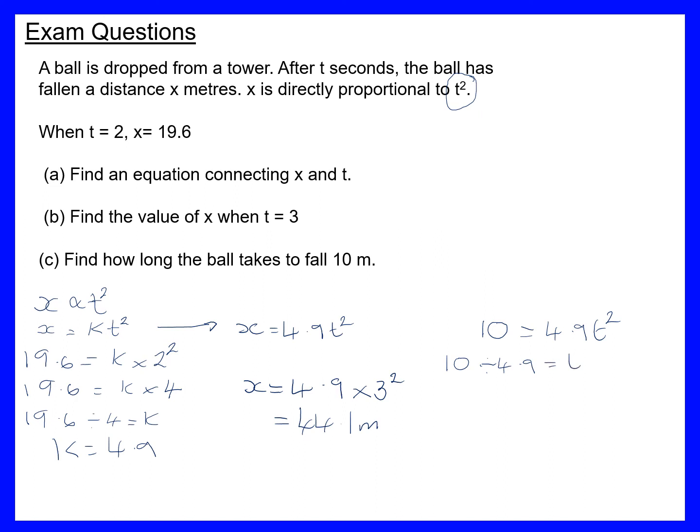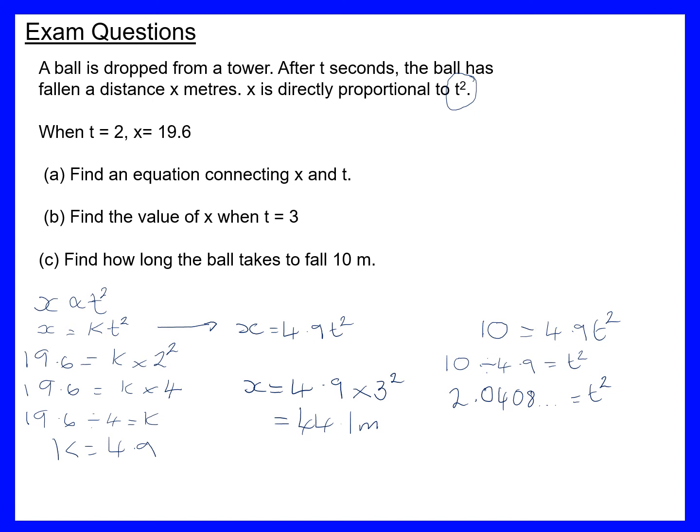That's going to give me t squared. So if I do 10 divided by 4.9, we get a nice long number there. So we get 2.0408, etc. is equal to t squared. So I'm keeping the long number in my calculator. I've just written down at least 4 decimal places.